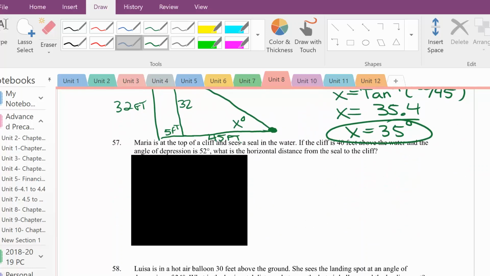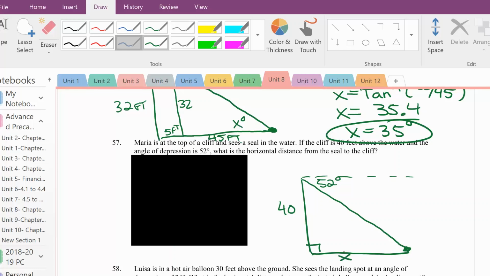All right, number 57, Maria is at the top of a cliff and sees a seal in the water. If the cliff is 40 feet above the water and the angle of depression is 52 degrees, what is the horizontal distance from the seal to the cliff? So the cliff is 40 feet. The angle of depression, so if we're looking at the seal here, the angle of depression is 52 degrees. And it wants to know what's the horizontal distance to the seal, so x here.